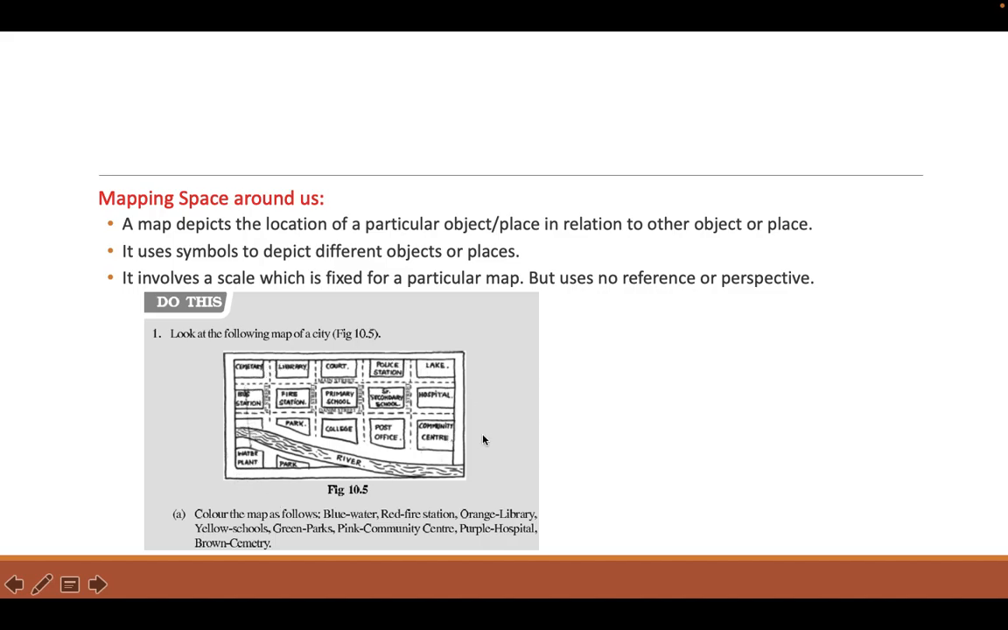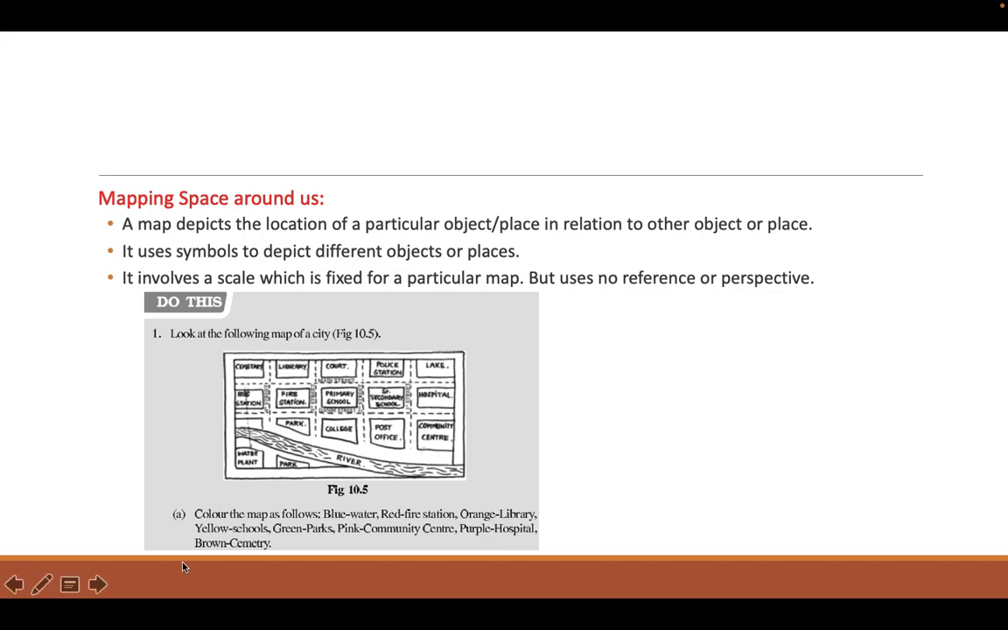Per se, this is kind of a 6 by 8 inch view where you want to depict everything. These are scaled properly so that when I am viewing it, I should not have a feeling that in the map it is showing a little distance, but it is very far. No, that's why it is scaled properly so that everything fits in here. It uses symbols to depict different objects or places. As you can see here, it involves a scale which is fixed for a particular map. The scale used, per se, is kind of 1 kilometer equal to 1 centimeter, right?